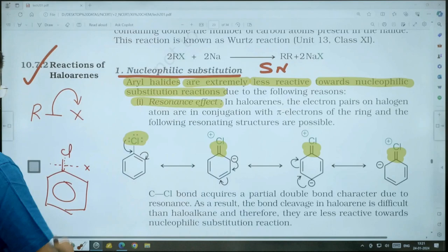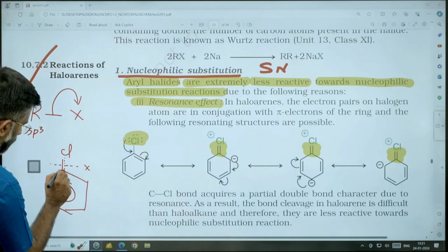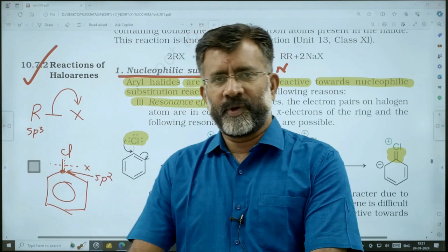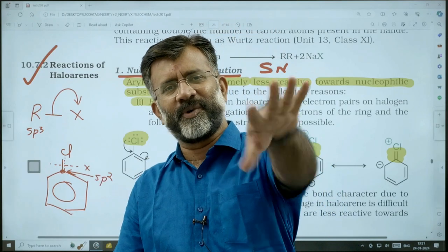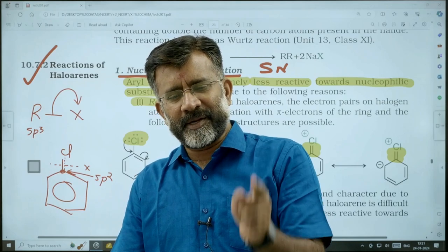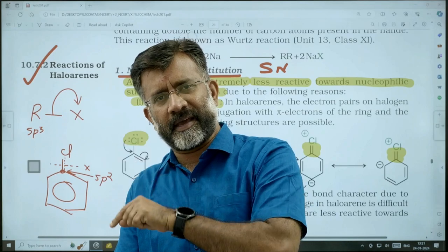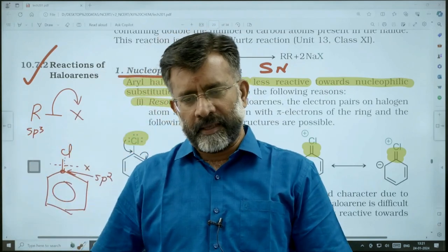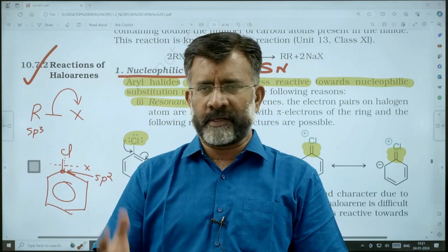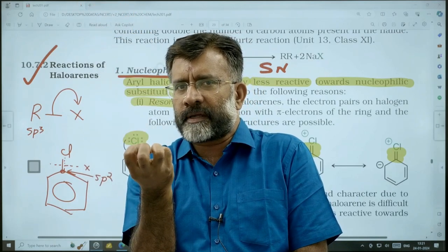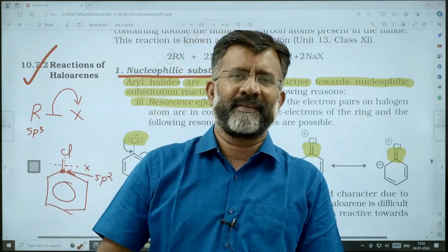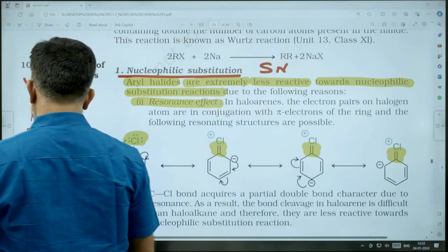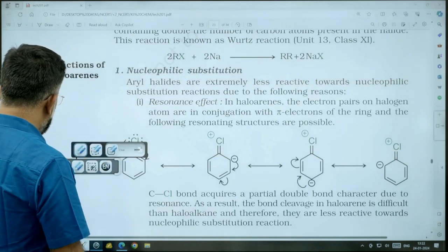Reason number two. This is sp3 carbon, while this carbon is sp2 carbon. So what, sir? So what? Very simple. Sp2 carbon is more electronegative compared to sp3 carbon, where there is 25% S character. Sp2 carbon has 33% S character. When the S character increases, electronegativity increases. When the electronegativity increases, the electron density is more closely pulled towards the carbon. Bond length will decrease. There is a lower carbon halogen bond length in aryl halides compared to alkyl halides.